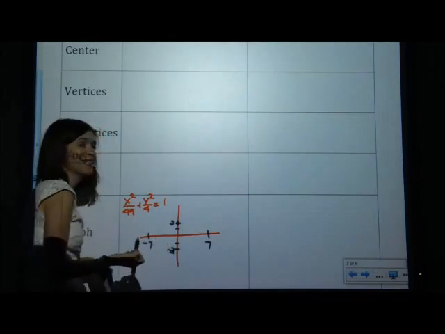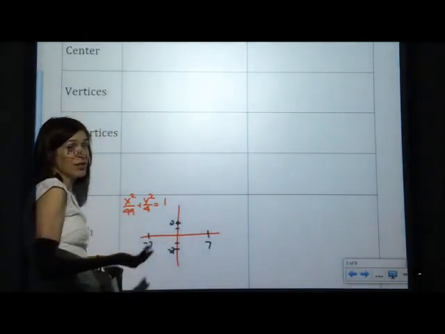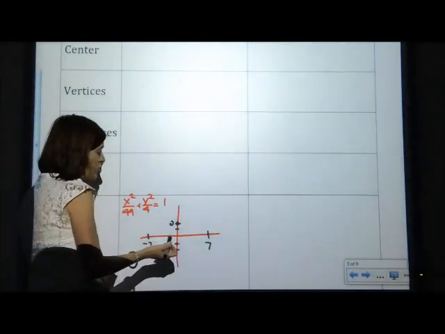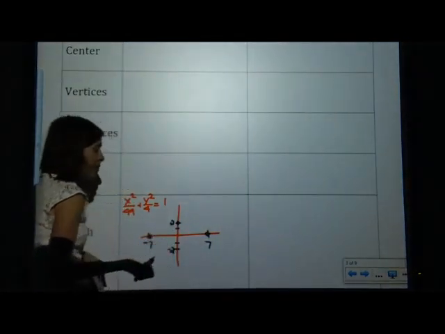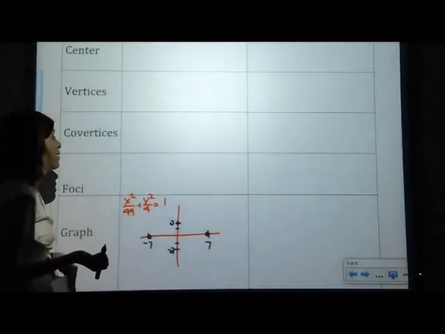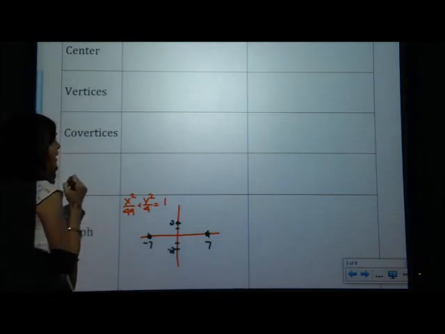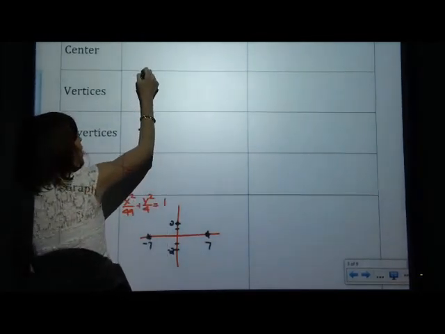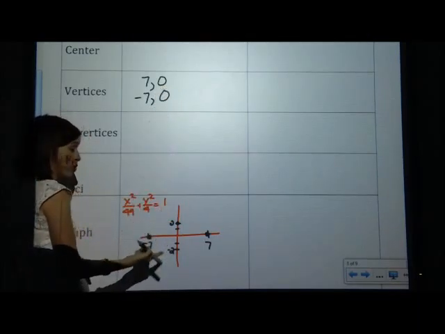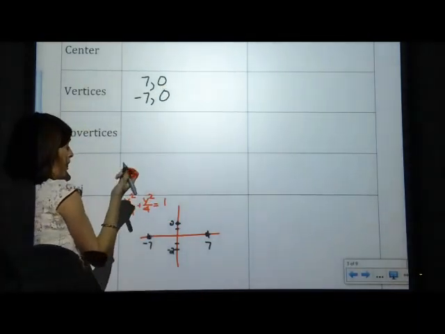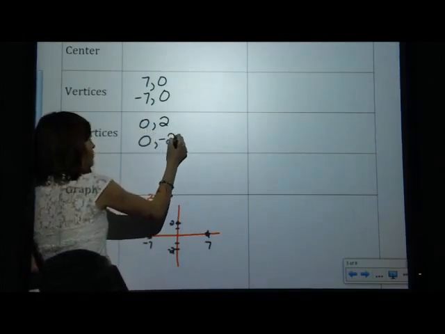The major axis has to be the one that's larger, major versus minor. So if I can graph these points, I've got my vertices and my co-vertices of my ellipse. So I'm going to put those in. So I have 7, 0 and -7, 0. My co-vertices are going to be the flip because they're on the y. So 0, 2 and 0, -2.